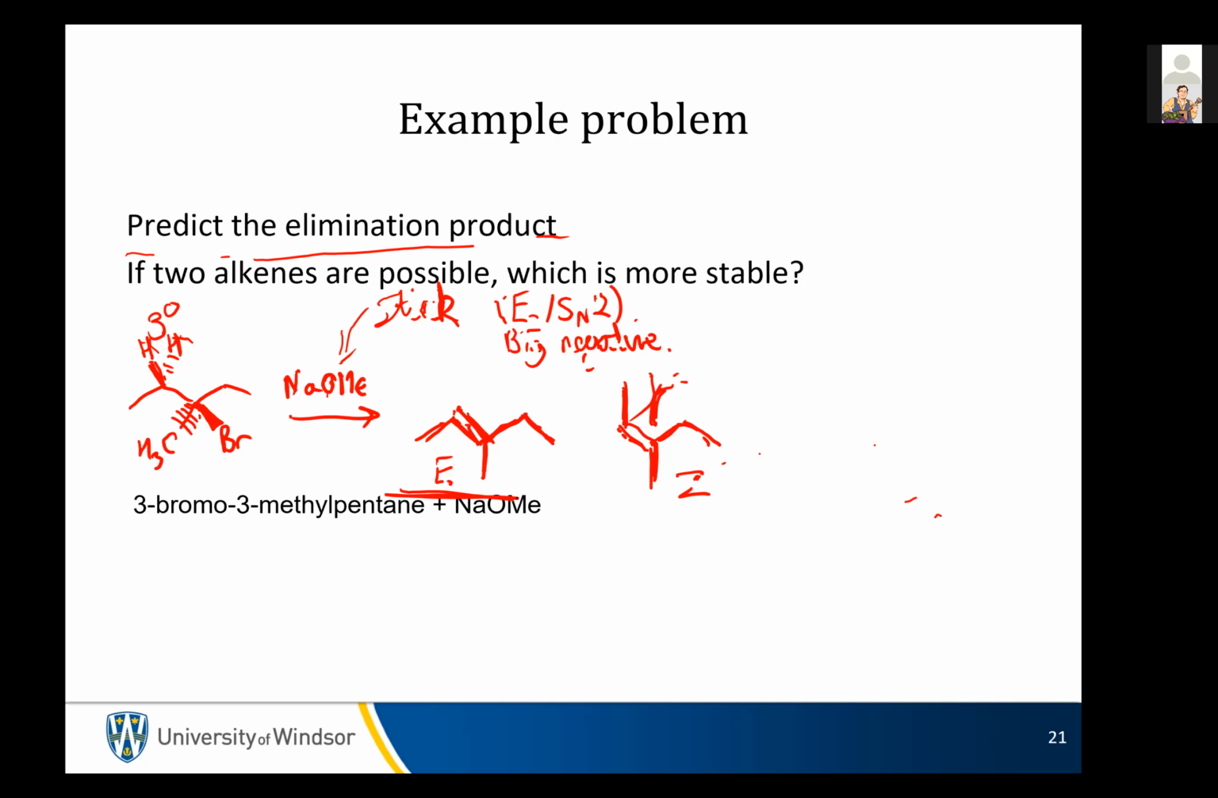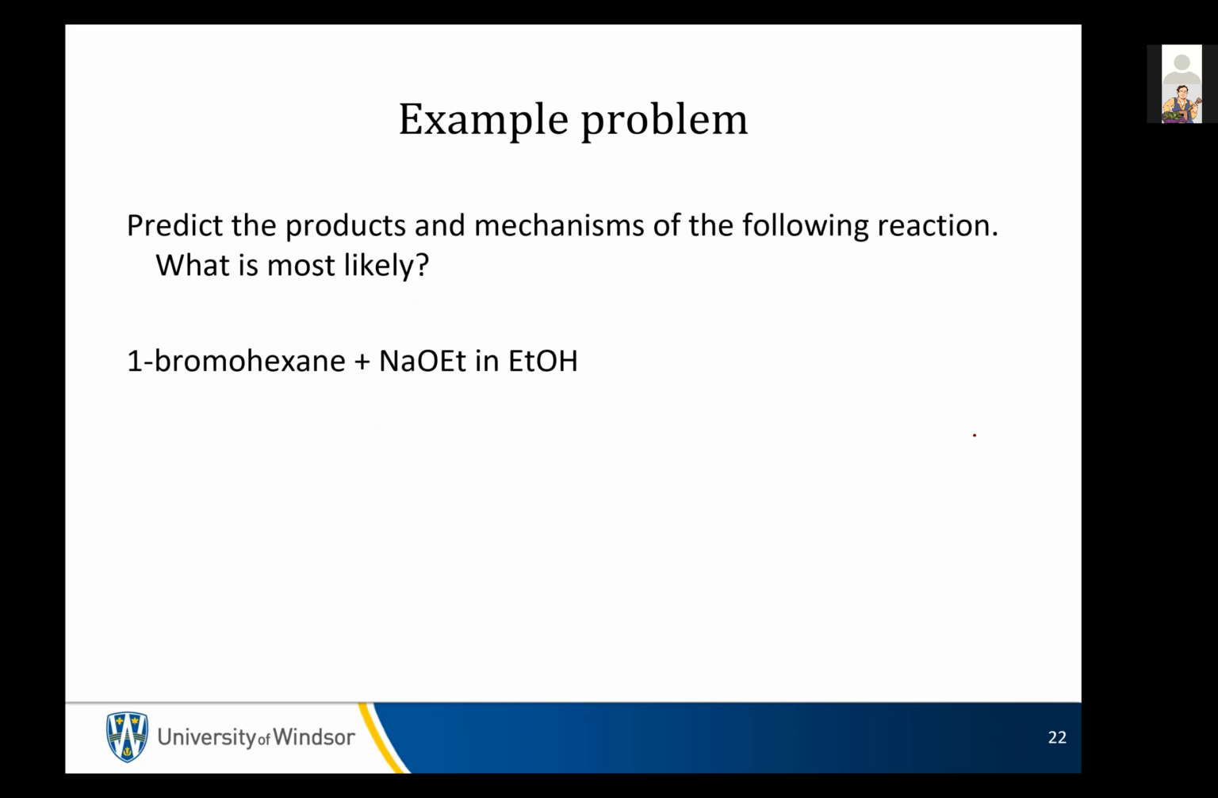Now, admittedly, this is not great selectivity. I'm going to get a kind of a hopeless mess of stuff. But I am going to get mostly the one on the left. Okay.